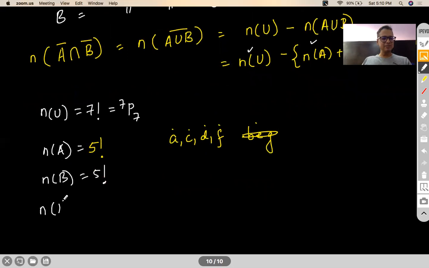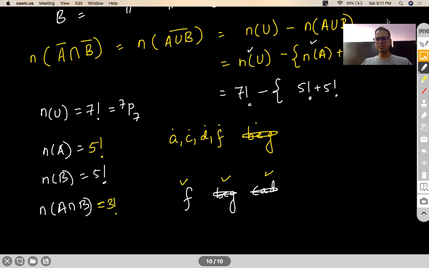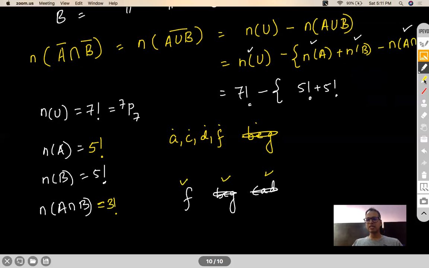What is A intersection B? In A intersection B you want BEG and CAD both to appear. So let's say BEG and CAD, tie them with a string. What is the only alphabet left? I think F. Now three items are there. How many ways can you shuffle them? You'll say 3 factorial. So your answer is loud and clear. n(U) will be 7 factorial minus n(A) which is 5 factorial, n(B) is 5 factorial, minus n(A intersection B) will be 3 factorial. If you open it up, it is 5040 minus 240 plus 6, which is 4806.